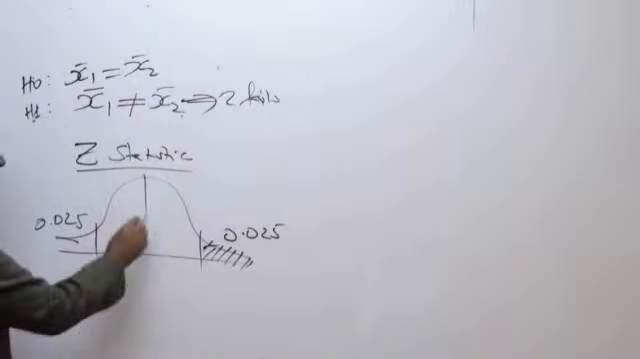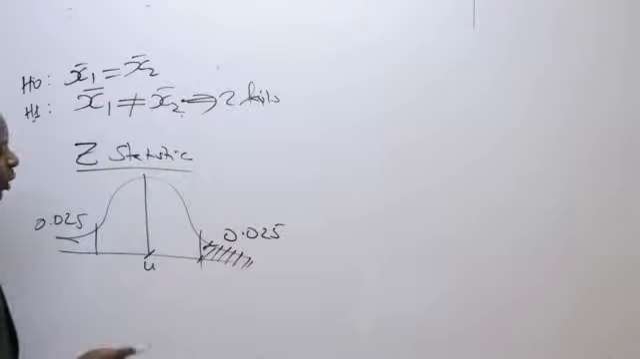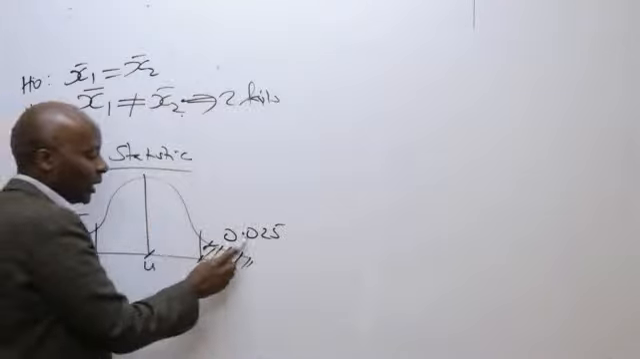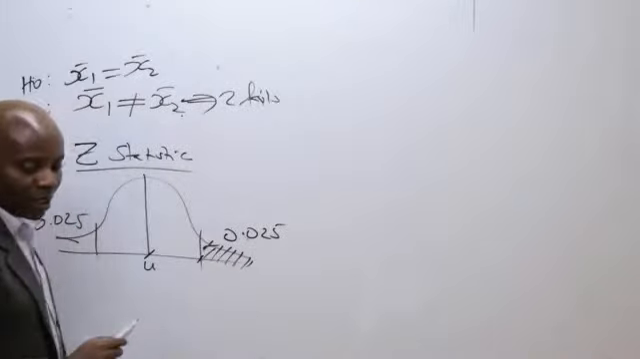So then I'm interested in this area from the middle to here. So I'll have to come and take 0.5 minus this. So 0.5 minus this, what figure shall we get?